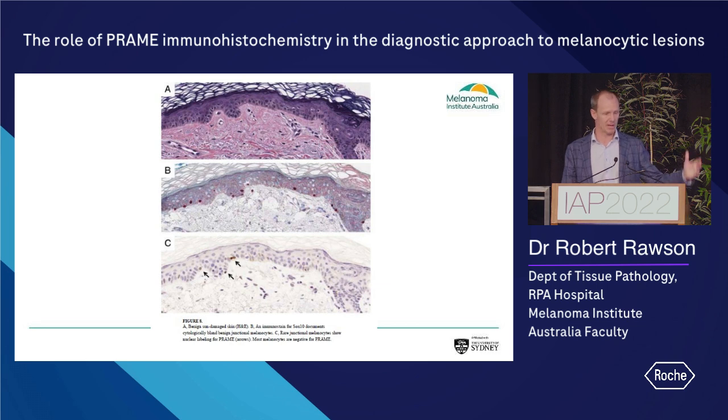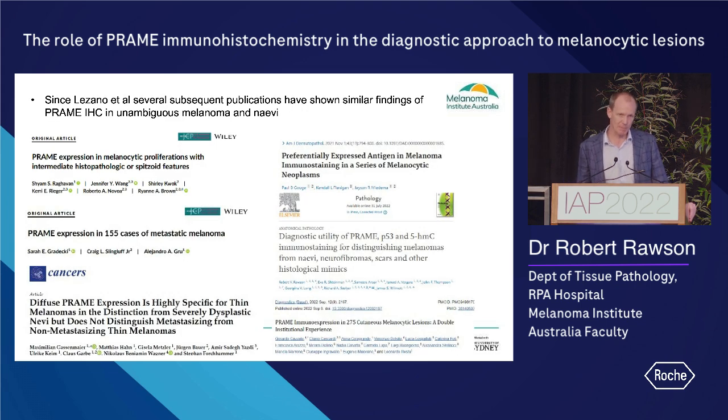And I've replicated this many times. It seems to be very good, and when you just pick a BCC up and stain it with PRAME, it doesn't really stain hardly anything in the epidermis, just occasional scattered small nuclei staining positive there. And since this time, many people have replicated similar findings in unambiguous lesions as the Busam group did. And we were one of those groups.